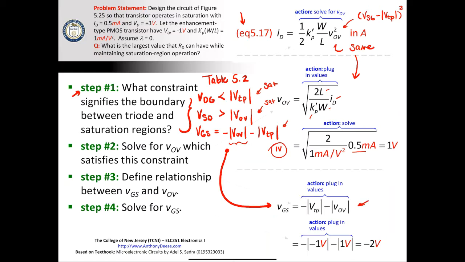And so now we're going to work backwards to get the value of VGS that's associated with our VOV. So this is 1 volt. This is minus 1 volt. We go ahead and solve everything, including the absolute values. And what we see is that the value of VGS that puts us at, again, the boundary between the saturation and the triode regions is going to be -2 volts. Okay, so that's an important part of this problem.